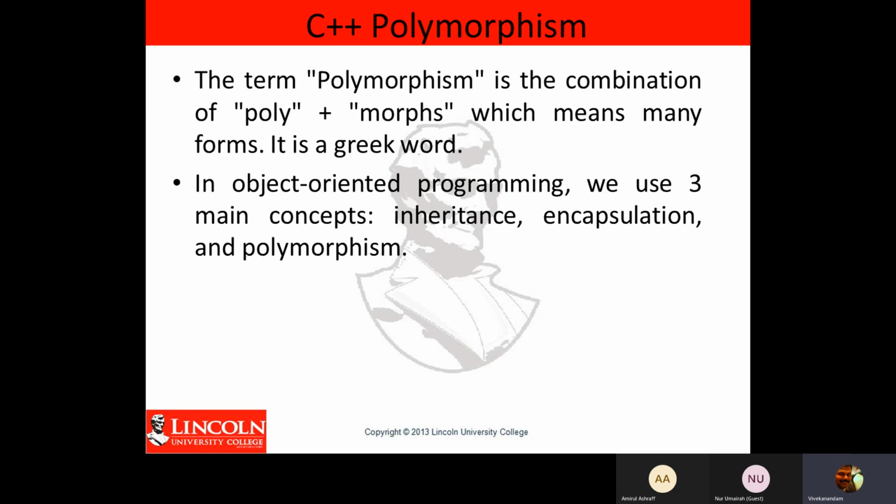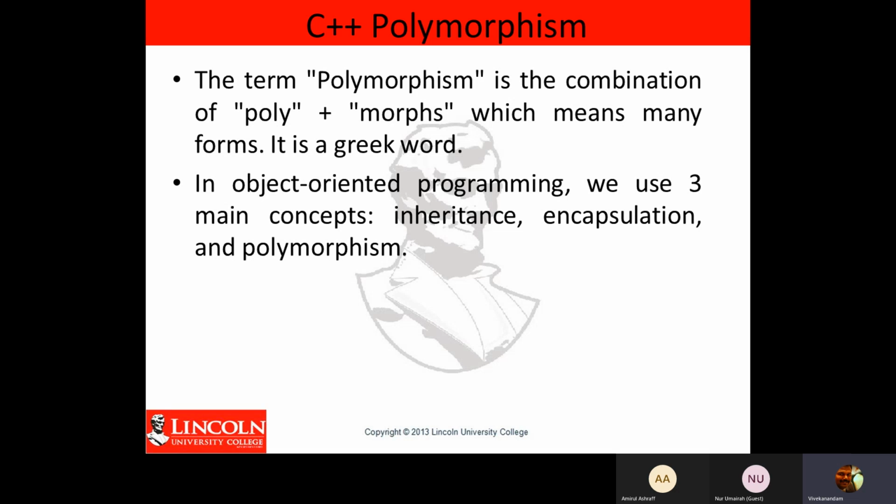There are two words. Poly means many. Poly is a Greek word. Morphism means form. So polymorphism means many forms. I hope you all understand, right?